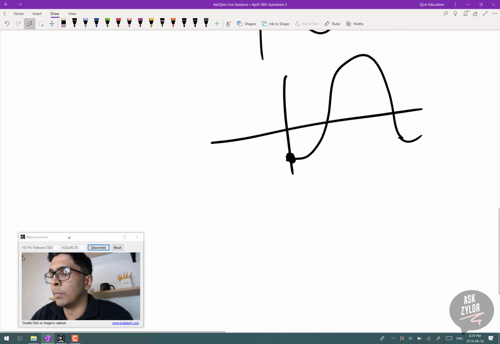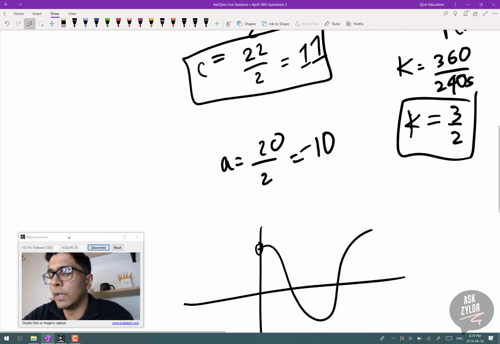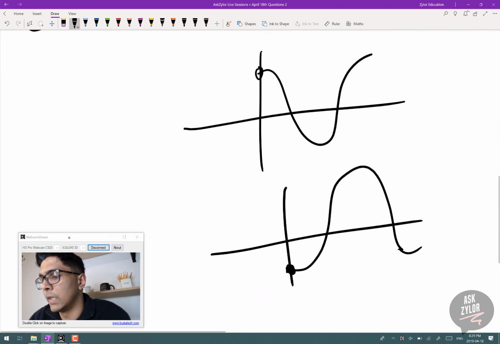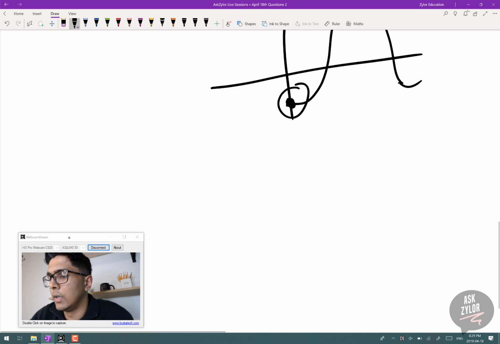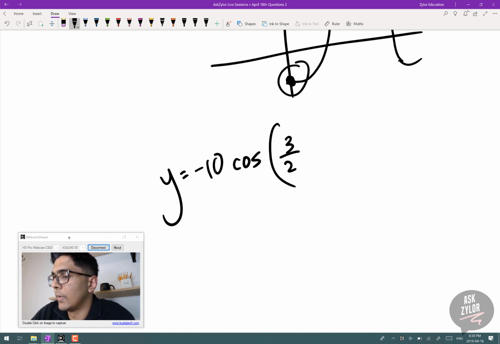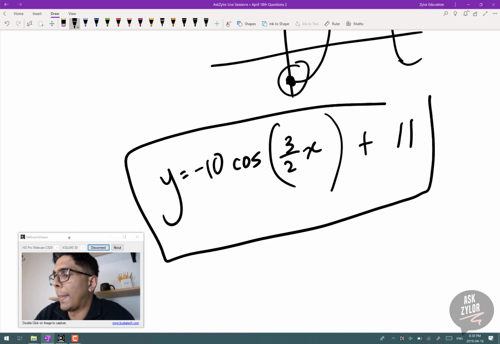So I'm going to put all this together. The d value, again, is a translation left or right. I don't really have a translation left or right because I can start all the way at the bottom. So y is equal to my a, which is negative 10, and then cos, my k is 3 over 2, and then I have x. I don't have any shift left or right. And then I have a translation up by 11. So this is the function I'm going to model with.